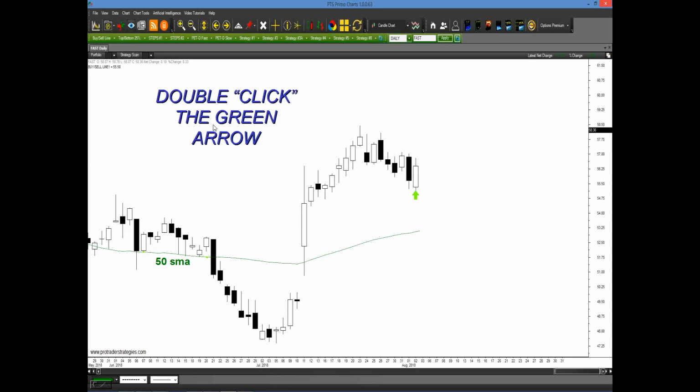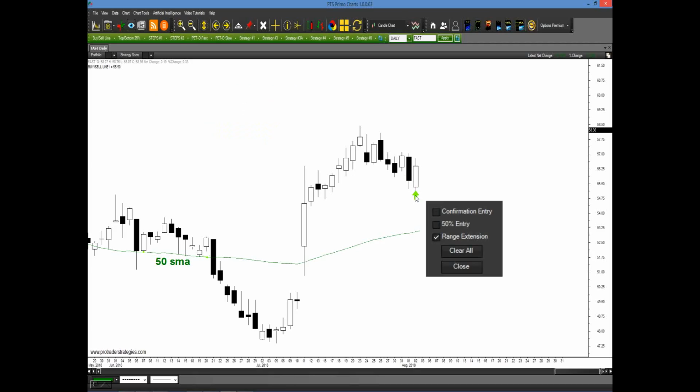All you have to do is double click the green arrow, wherever this setup was, double click this, and you'll see this little box appear. All right. Now, we have some entry points right here, which we're not going to be discussing today. We're only going to be talking about range extension exits. Click on that, and once you click that on, you'll automatically see level 1 and level 2. These are different exit points that are high probability for this particular setup. They're based on the range of the setup bar.